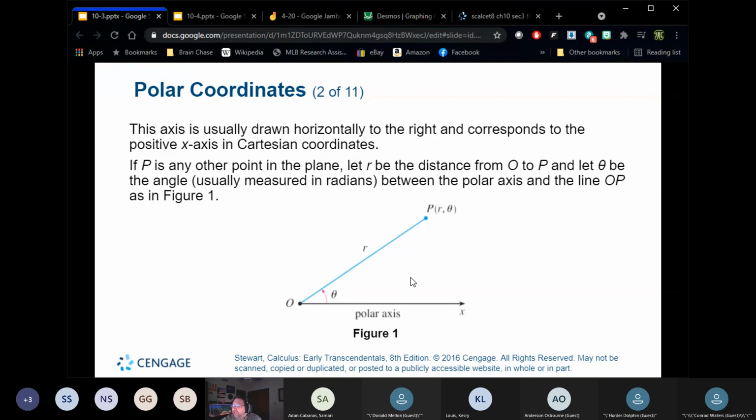Here's a quick example. Our point is r comma theta, so that's the radius and the theta. The theta is how far away from the polar axis we are, the x-axis or the horizontal line. And the radius is how far I'm going out from the origin, or the center of the graph. We will look at a way to convert a polar coordinate to a Cartesian point, and back from a Cartesian point to a polar coordinate as well.